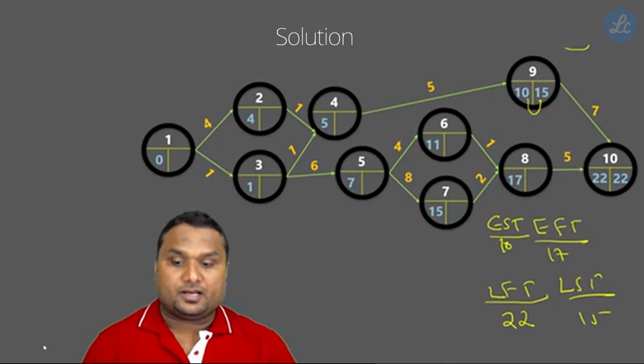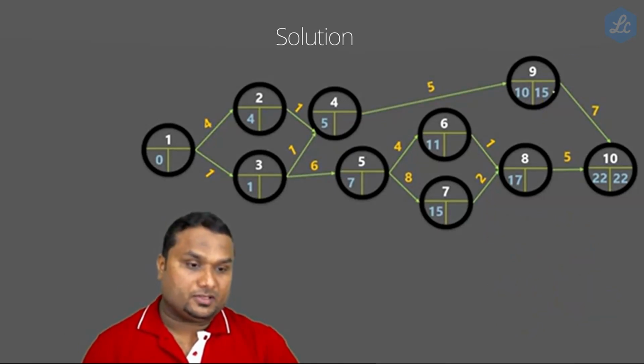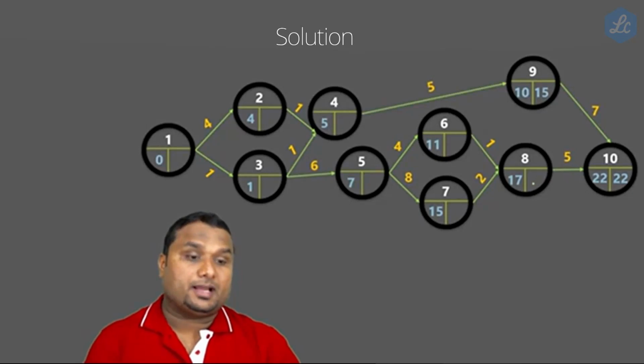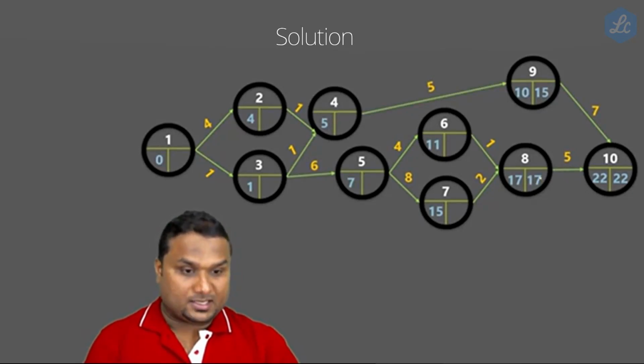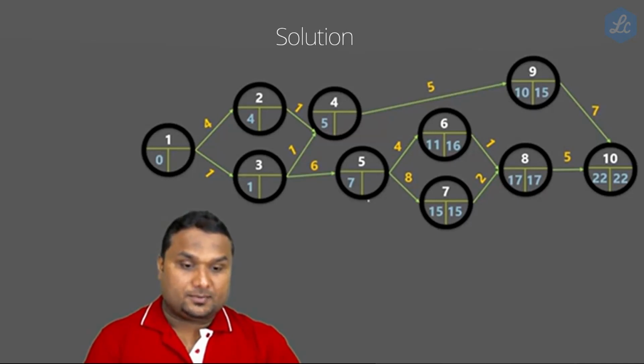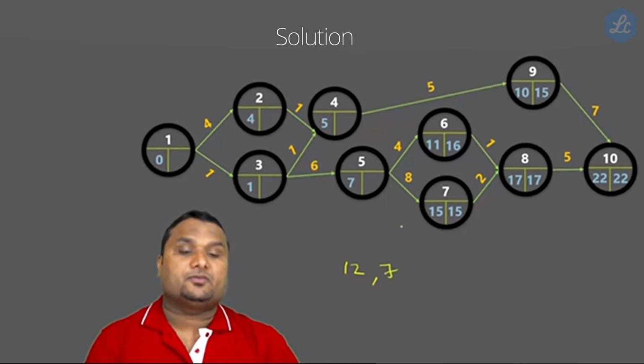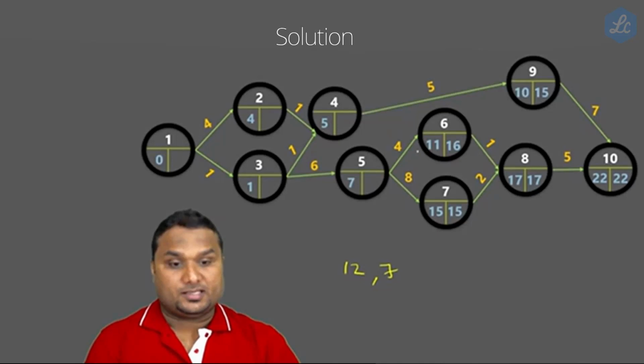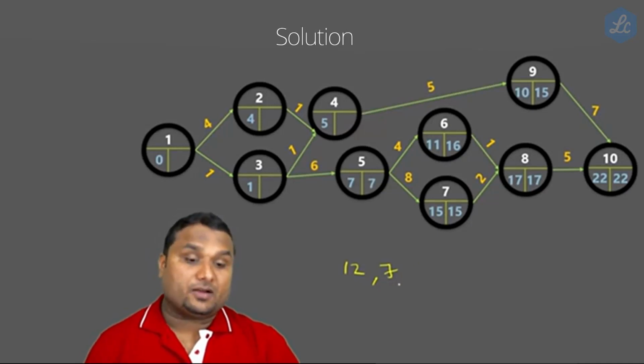Now we have done only the first two steps. So 22 minus 7 is 15. Next is 22 minus 5, which is 17. Next is 17 minus 2, which is 15. Next is 17 minus 1, which is 16. Next, 16 minus 4, please be very careful, which is 12. And 15 minus 8 is 7. There are two ways: one is 16 minus 4, which is 12, and the other is 15 minus 8. So which should I give? We have to give the lowest.